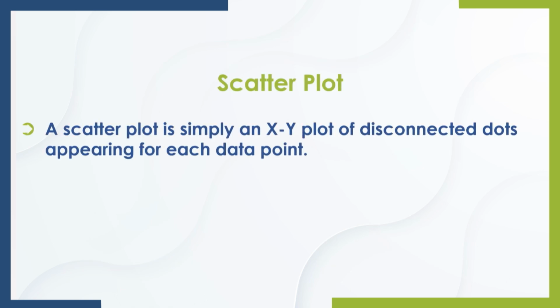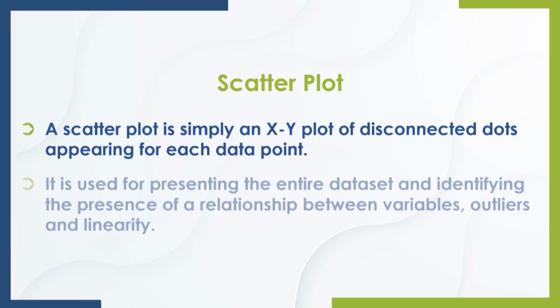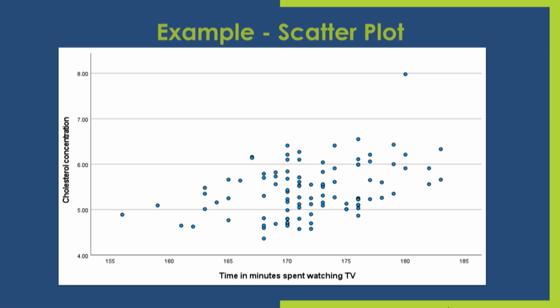Scatter plot. A scatter plot is simply an XY plot of disconnected dots appearing for each data point. It is used for presenting the entire data set and identifying the presence of a relationship between variables, outliers, and linearity. Here is an example of a scatter plot. Here we have considered two variables. One is time in minutes spent watching TV, and the other is cholesterol concentration. We see the disconnected dots for these two variables. Here we may identify the extreme values which deviate from the other normal values.